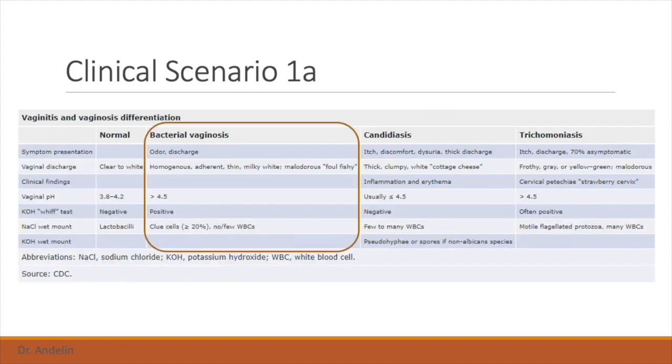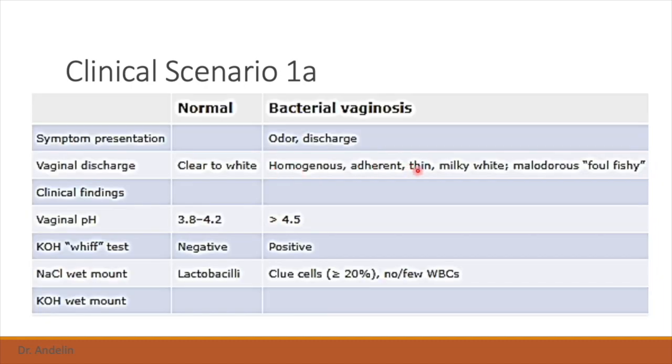You can see diagrammed in this graph 3 common causes of vaginitis or vaginosis. Note that one of these causes is bacterial, one is fungal, and one is parasitic. Our patient had a thin, white discharge that smelled fishy. Her vaginal pH was elevated. She had a positive potassium hydroxide whiff test, and on saline wet mount, there were clue cells.